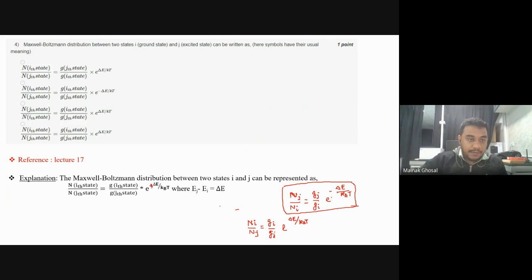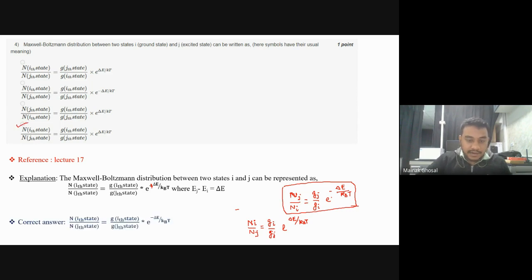Now I'm going one by one. Ni by Nj equals Gj by Gi, it will not be possible. Next one, Ni by Nj is equal to Gi by Gj into e to the power minus delta E, so this is also not possible. Nj by Ni is equal to Gi by Gj, not possible. This is not possible. Ni by Nj is equal to Gi by Gj into e to the power delta E by kBT. This is the correct answer.